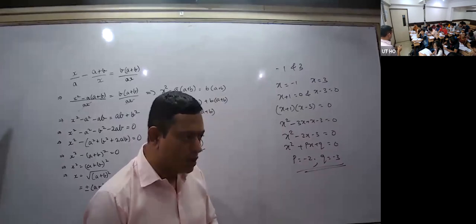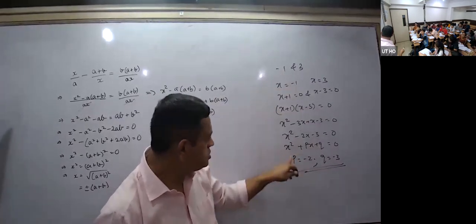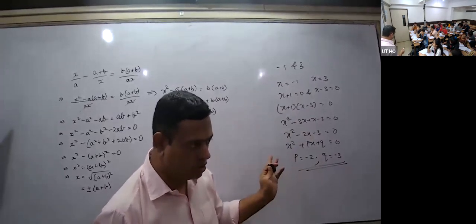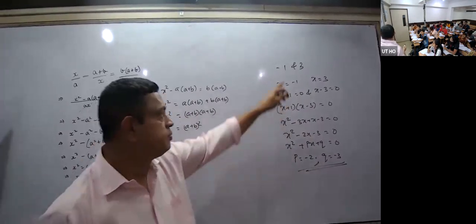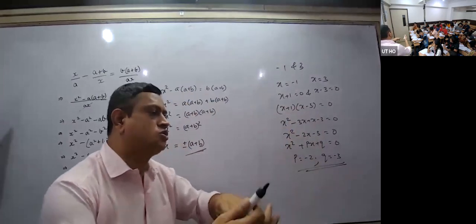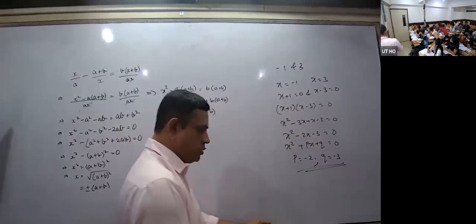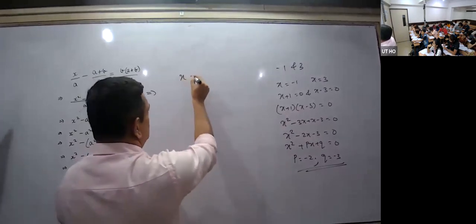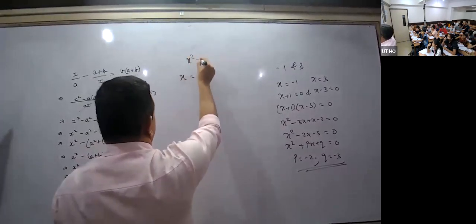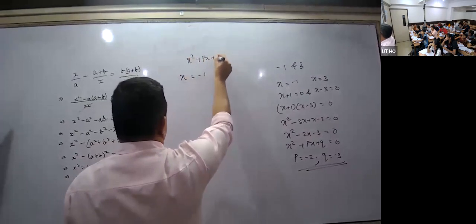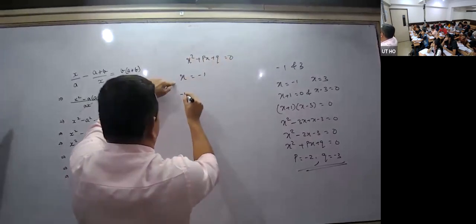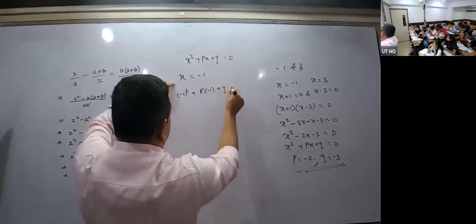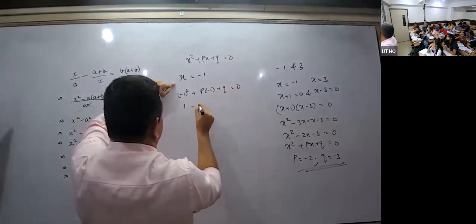This is one way. The other way: replace x equal to minus 1, you will get one equation in terms of p and q. Replace x equal to 3, another equation. Solve it. That is not difficult either. When x equal to minus 1, your equation is x square plus px plus q equal to 0. Replace, what do you get? Minus 1 whole square plus p times minus 1 plus q. What is it? 1 minus p.